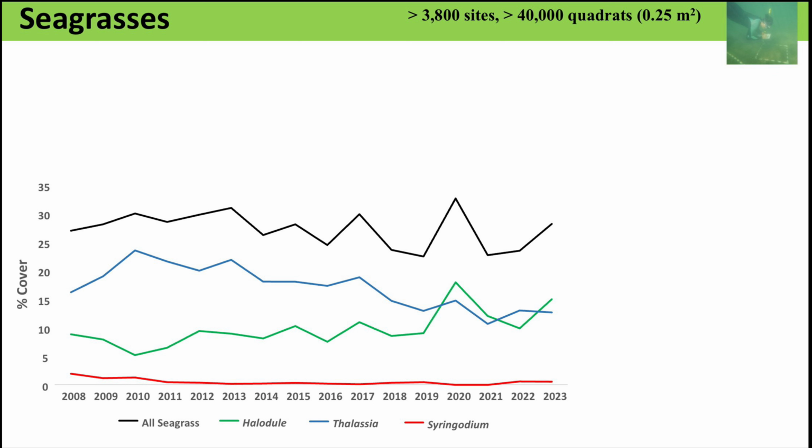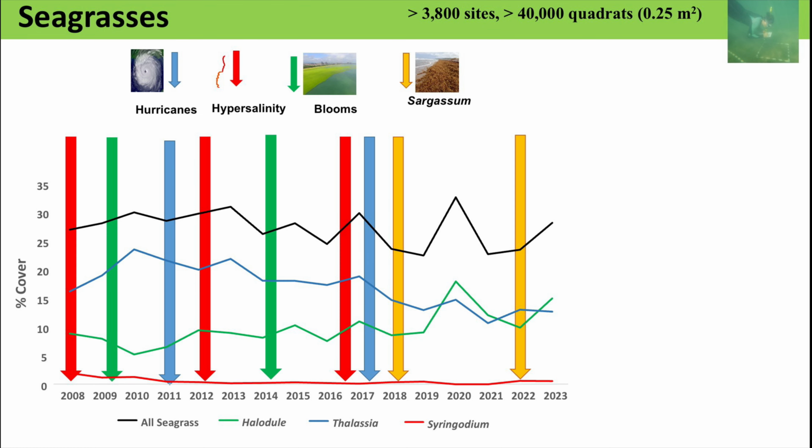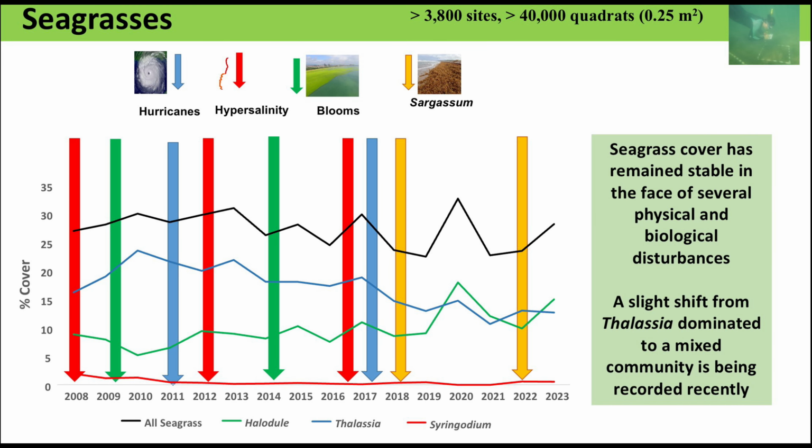So you may say, well, maybe seagrasses have stayed that way because they haven't experienced any major disturbances. Well, if we know anything about Miami or Biscayne Bay, it's never boring. We've gone through hurricanes, hypersalinity events, algal blooms, and more recently, sargassum impacts, and seagrasses have persisted with pretty much the same cover over the past 20 years.